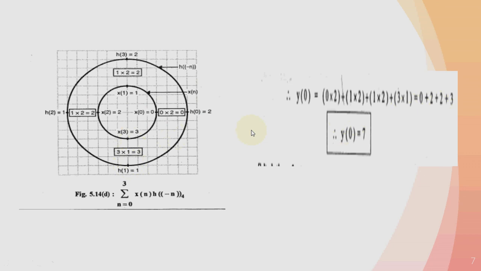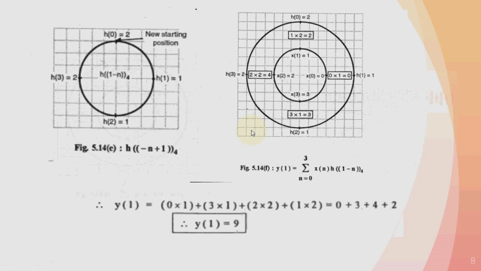Next, again rotate the inner circle by one sample point, so the starting point will be here of h of n, so it will become 2, 1, 1, 2. So multiply with the outer circle: 0 multiplied by 1 is 0, 1 multiplied by 1 is 1, 2 multiplied by 2 is 4, and 3 multiplied by 1 is 3. So the output you will get is 9.